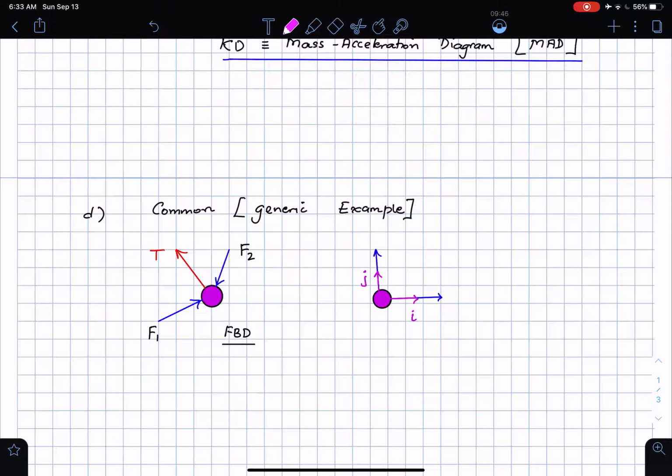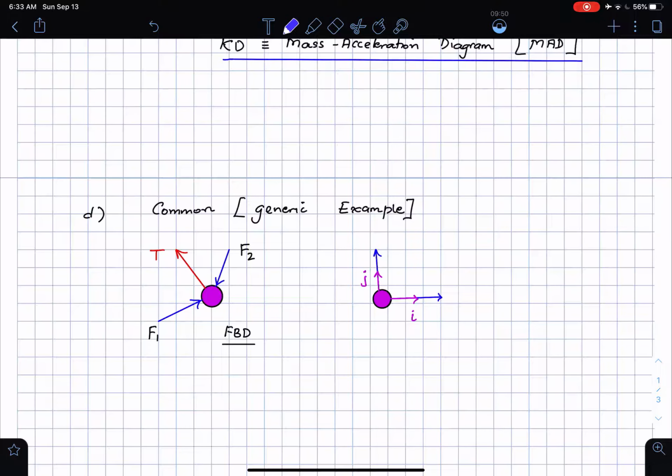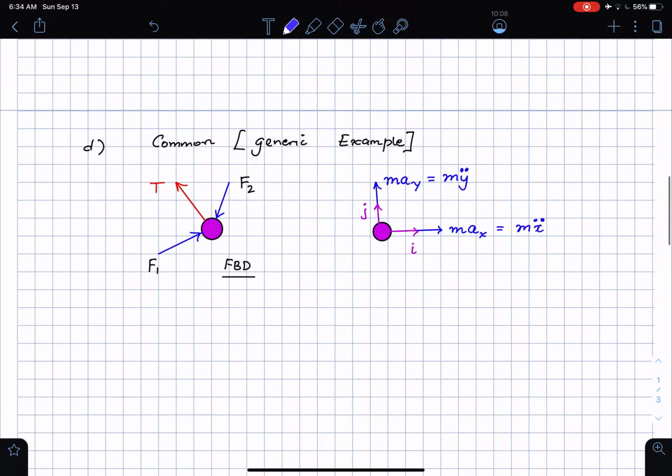Then on the kinetic diagram, you'll be drawing two forces which I already drew here. Then you'll be calling that as mass times acceleration in the x direction, mass times acceleration in the y direction. And typically mass times acceleration in the x direction, I would write it as m times x double dot, and this would be m times y double dot. So this would be the kinetic diagram in the Cartesian system.